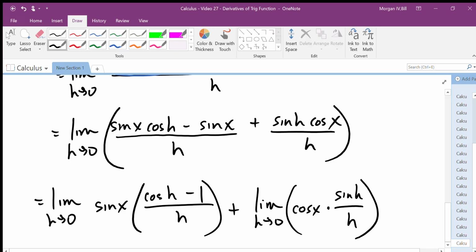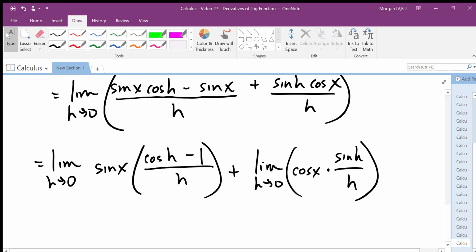Remember I've said this before, that you can't pull a variable out in front of the limit if that's the variable that is approaching 0 in this case, or whatever number it's approaching. We see here that the limit is h going to 0. H is the one being affected here. The variable h is going to 0. So I can't pull anything with an h out in front of that limit.